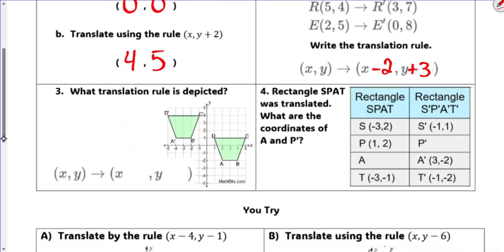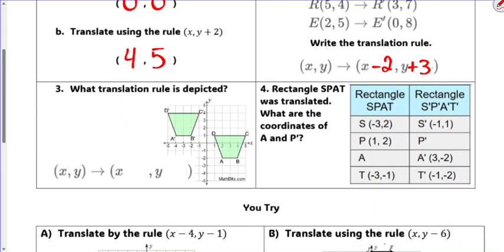Number 3 is kind of the same, except it's a picture. Still trying to come up with a rule, but now I kind of just have to count instead of adding and subtracting. I mean, I'm still adding and subtracting, but I just want to think about it on the graph, going from D to D prime. I'm going 1, 2, 3, 4, 5, 6 to the left. I'm subtracting 6 from each of those x values, so I'm going to write x minus 6.